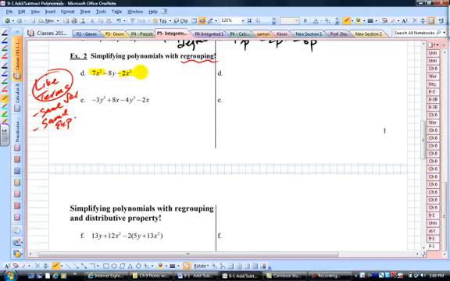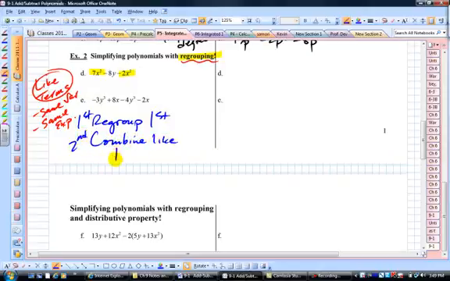I see a 7x squared here and a minus 2x squared here. I'm going to regroup first. In fact, let me write that down. Regroup first, and then step 2: combine like terms. So it's going to be a 2-step process for these two. Here we go. We're going to regroup and switch the order here. Why? So you can group up the like terms. We're going to have 7x squared minus 2x squared and then minus the 8y.